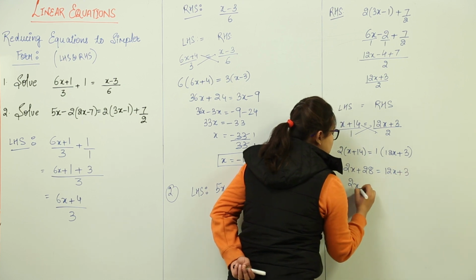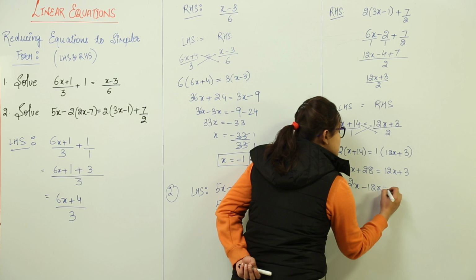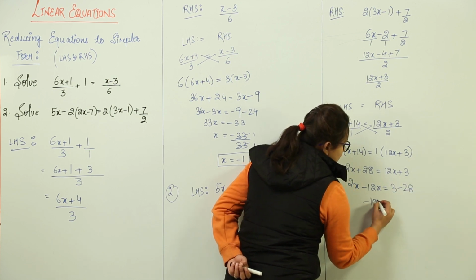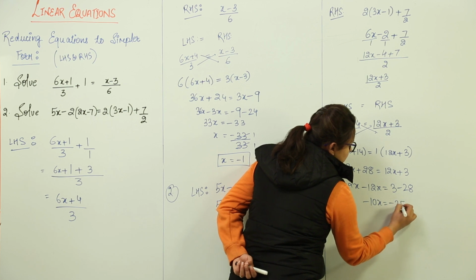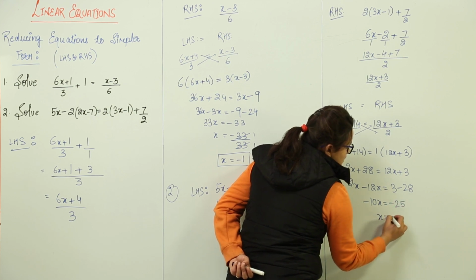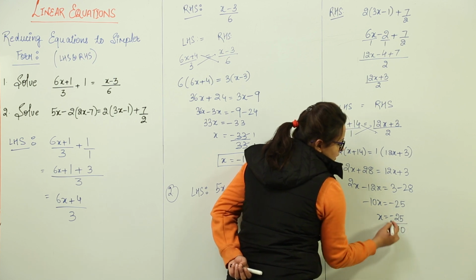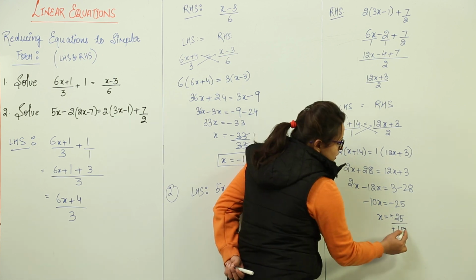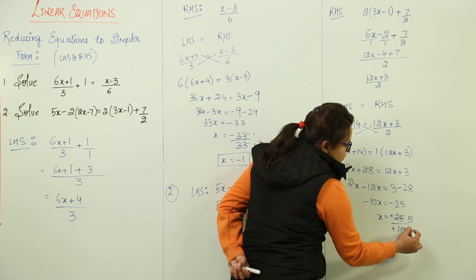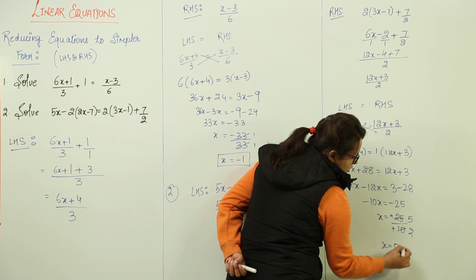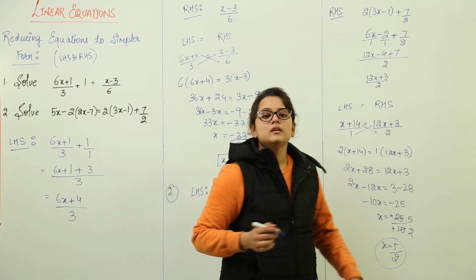Now taking all the x terms to one side and all the constant terms to the other side, we are left with minus 10x equal to minus 25. Now x is equal to minus 25 over minus 10. The minus and minus becomes plus, gets cancelled with 5. So we are left with x equal to 5 over 2. Right?